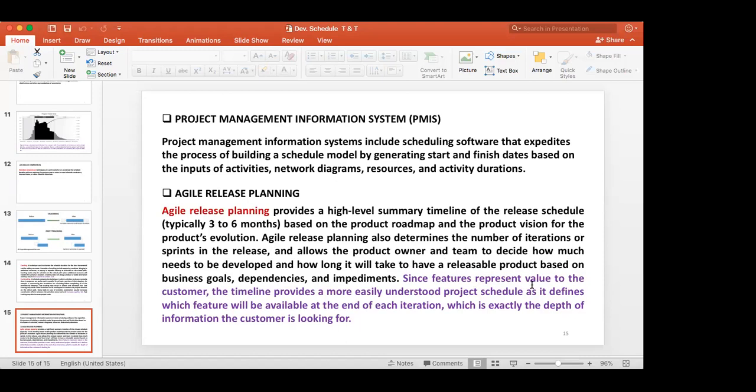Since features represent value to the customer, the timeline provides a more easily understood project schedule, as it defines which features will be available at the end of each iteration, which is exactly the depth of information the customer needs. When you take a product development, you can have releases: the first phase, second phase, third phase, like that.